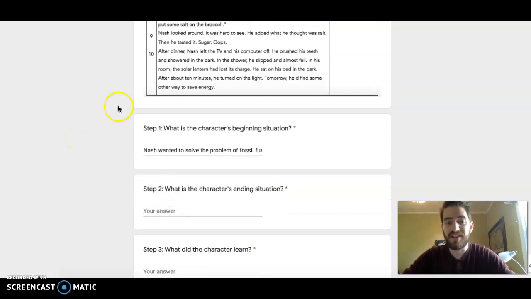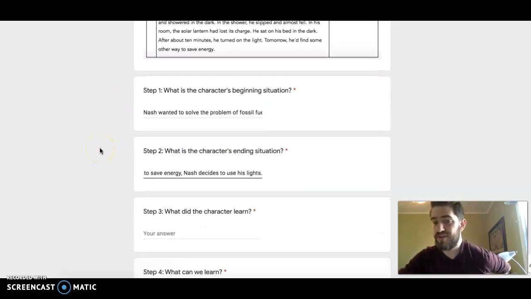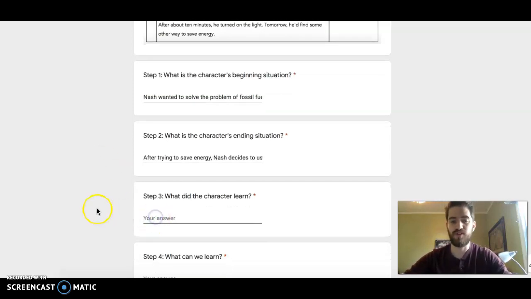Step 2, what is the ending situation? So at the end, he's sitting in his room in the dark, and he decides to turn on a light. So I'm going to say, after trying to save energy, Nash decides to use his lights. Alright, so what did Nash learn? He started off really worried about this problem with fossil fuels. He ended up deciding to use lights anyway. So what did the character learn?